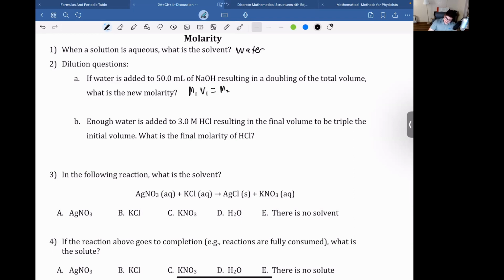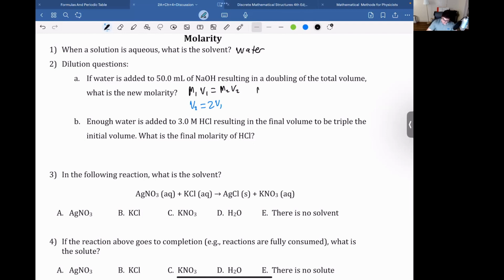M1V1 equals M2V2. Now the 50 doesn't really make a difference here. It says if the water is added to 50 milliliters of NaOH, so I assume some NaOH solution with some molarity, we just know that the volume doubles. You added 50 milliliters, but that doesn't matter for this question, because we're trying to find molarity, not volume. What I do know is that the second volume is equal to twice the first volume. Now I can plug this into the equation.